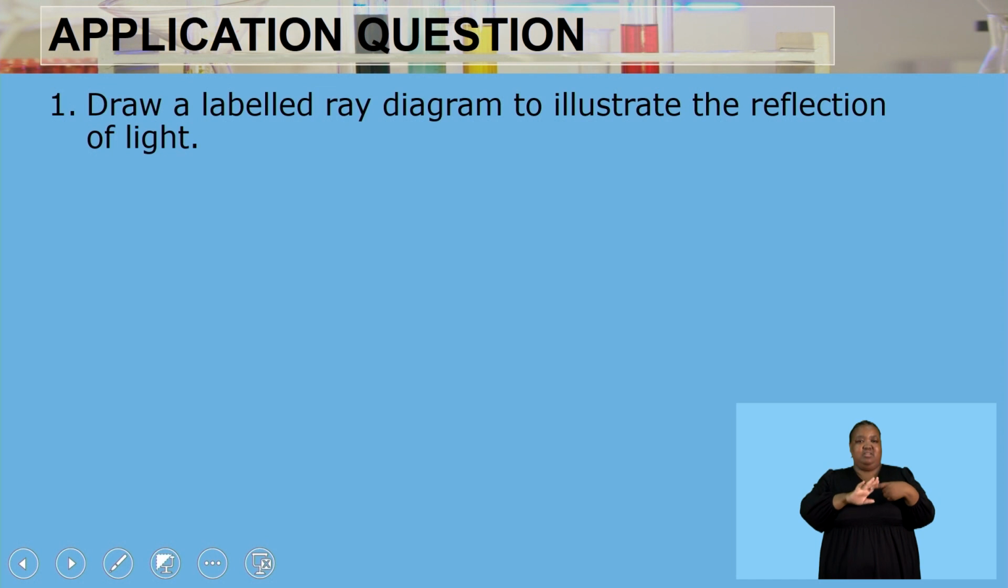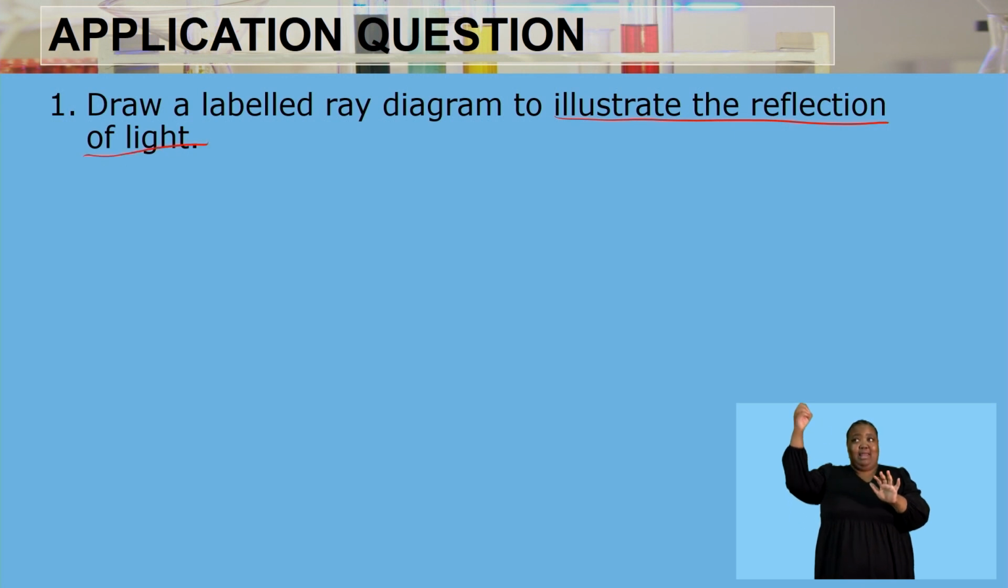Welcome back, learners. So now, as we have said before the ad break, we're moving on to our application questions, and they are still based on the reflection of light. Now, the first application question requires us to draw and label a ray diagram to illustrate the reflection of light. So draw a labeled ray diagram to illustrate the reflection of light.